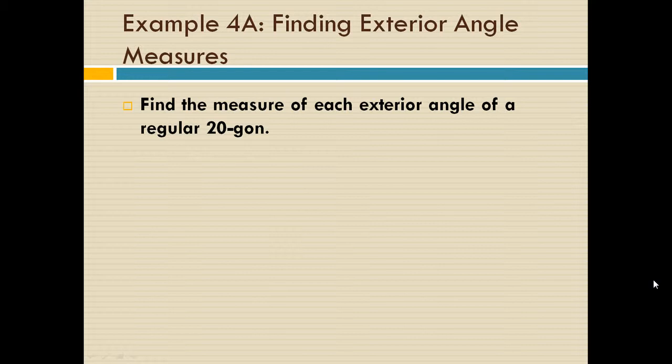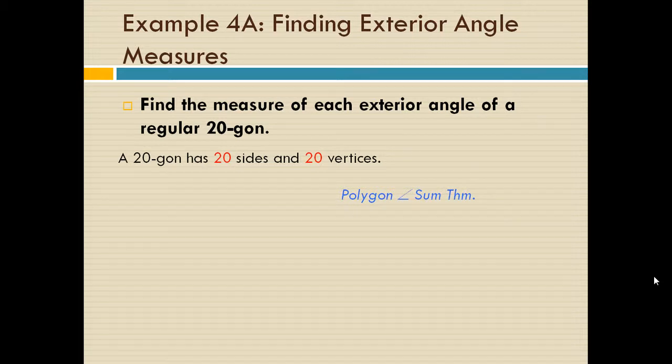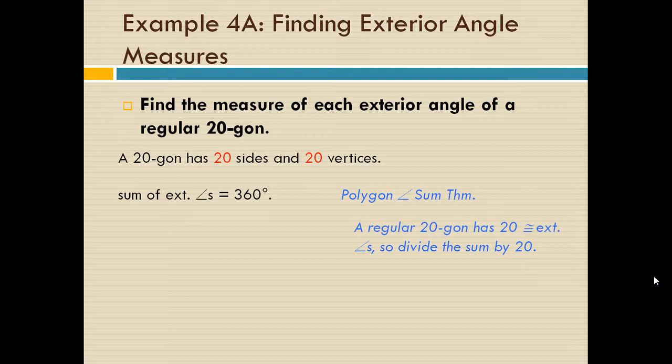So if we want to find the measure of the exterior angles of a regular 20-gon, a 20-gon has 20 sides and 20 vertices. So using the polygon exterior angle sum theorem, we know the sum of the exterior angles is 360 degrees. A regular 20-gon has 20 congruent exterior angles, so divide the sum by 20. The measure of one exterior angle is going to be 18 degrees.